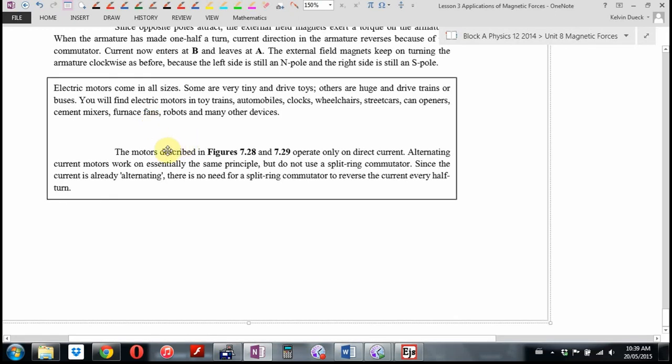Okay, the motors I just showed you operate on direct current. Alternating current motors work essentially on the same principle, but now you don't need the split ring commutator. Instead, the frequency of the spin will settle out at exactly whatever your alternating current frequency is. Whatever your current is alternating at, that'll be the maximum speed you can get from the motor. Okay.